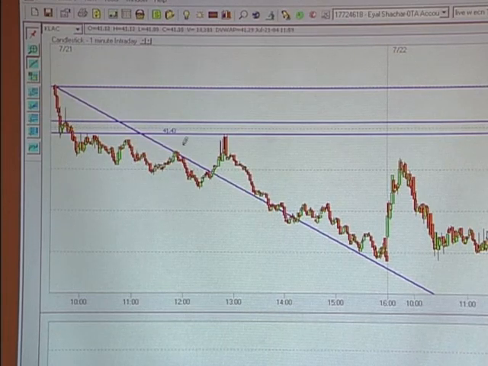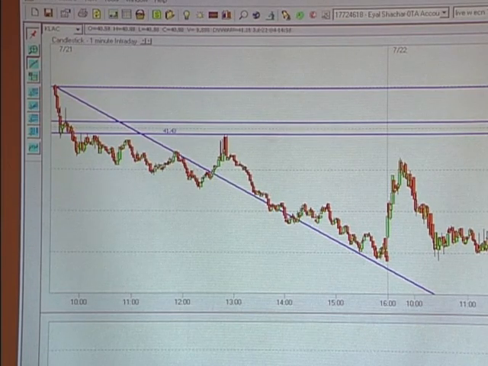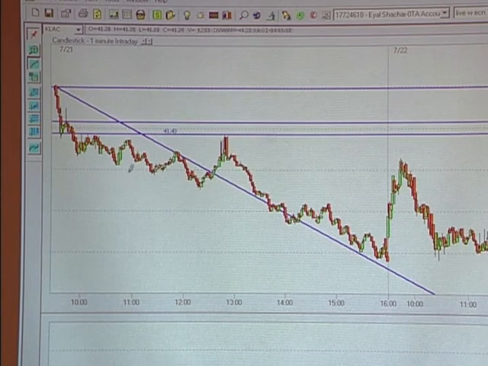Can you see where this was resistance in here? It came back and found support along it for the second half of the day. Now we could draw another one in here, but let's just work with horizontals for a moment. Let's find out some more.